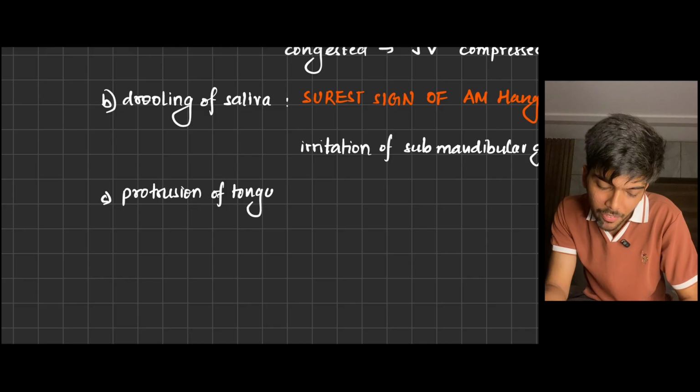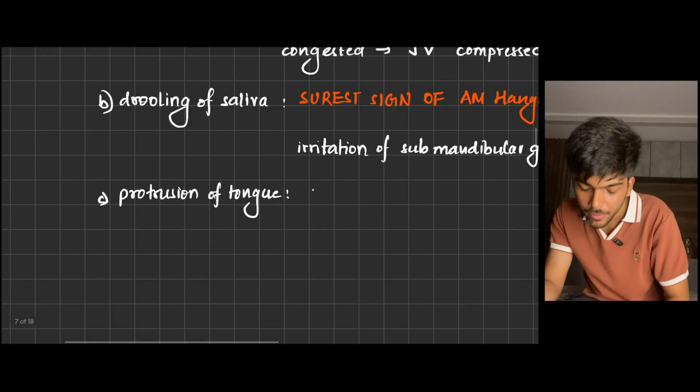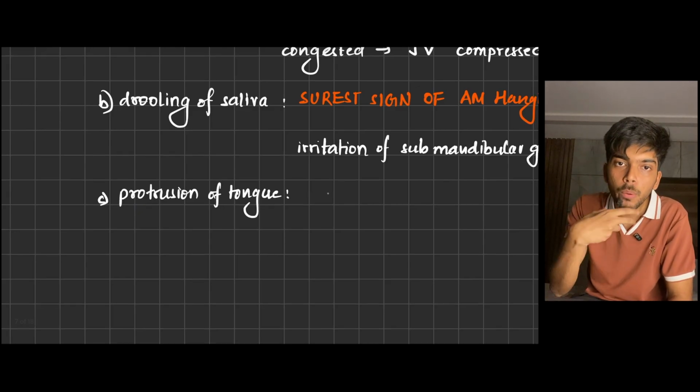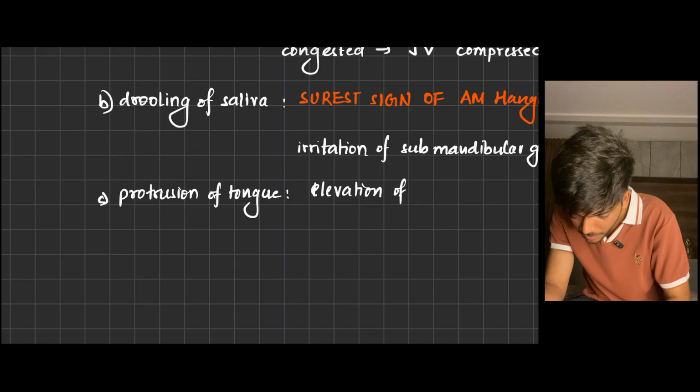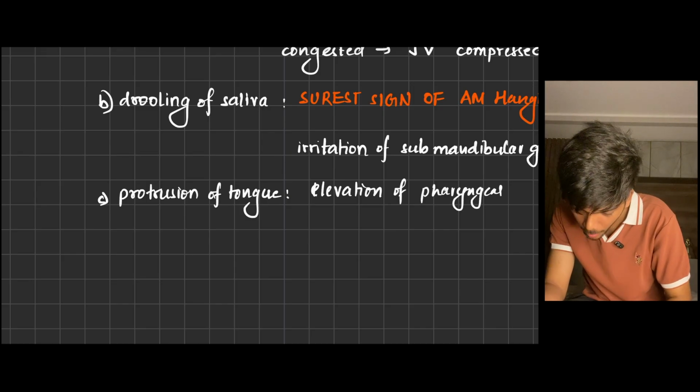During hanging, the pharyngeal apparatus gets lifted up, resulting in protrusion of the tongue due to the elevation of the pharyngeal apparatus.